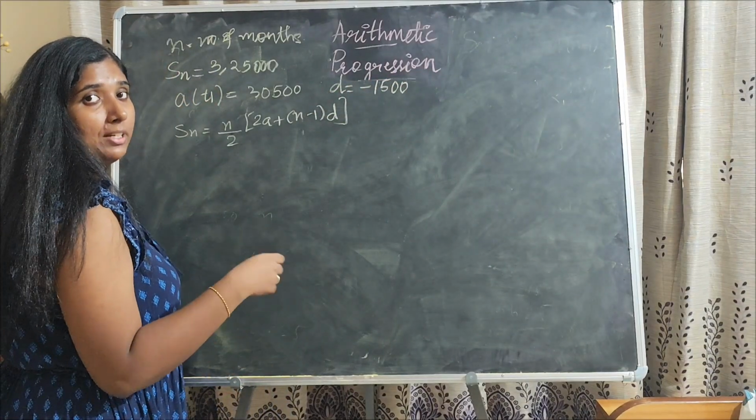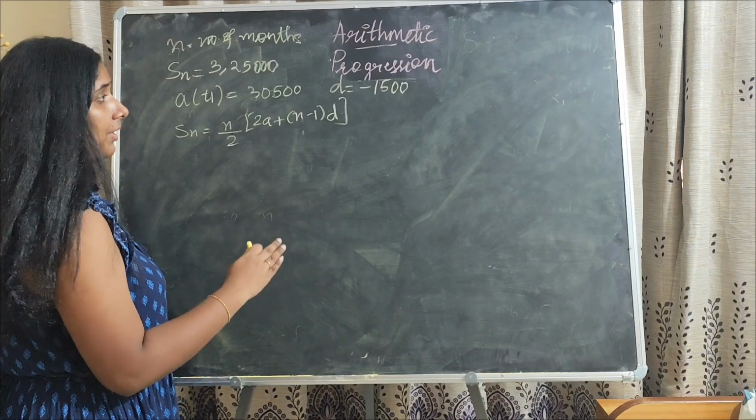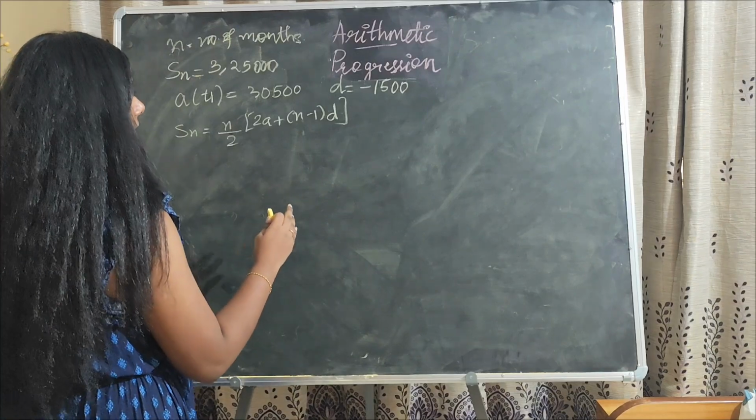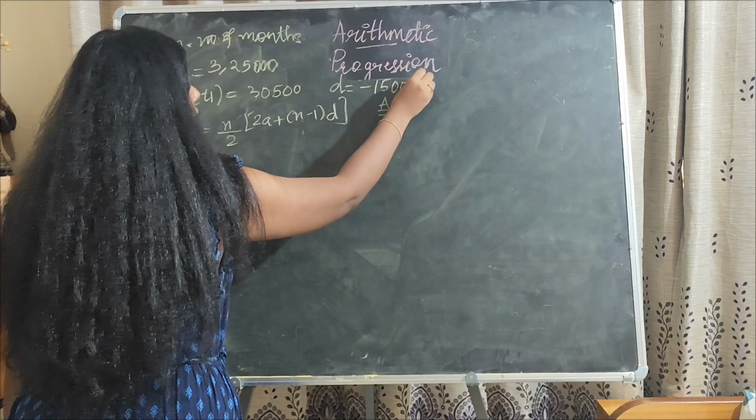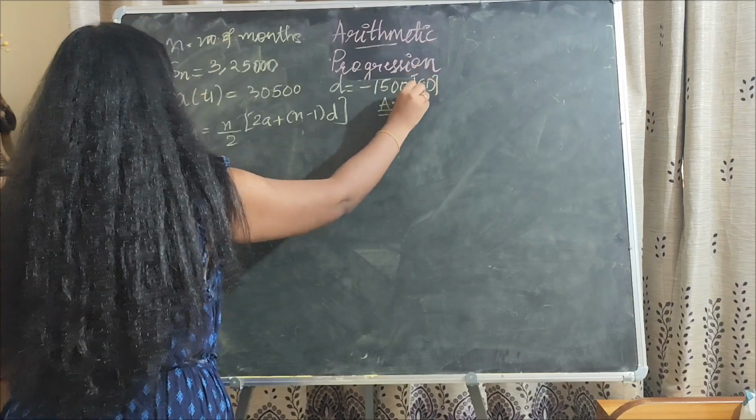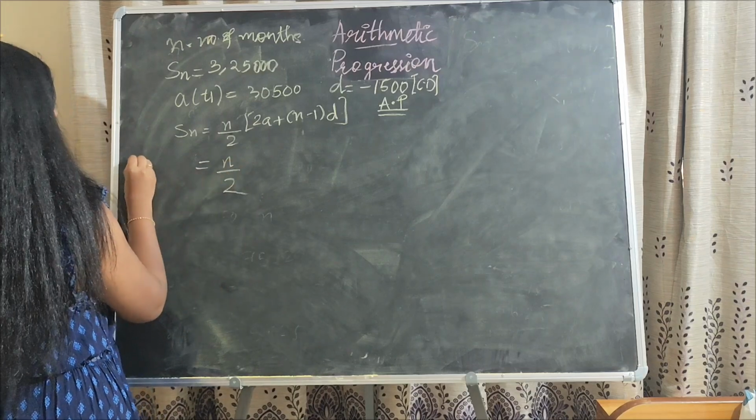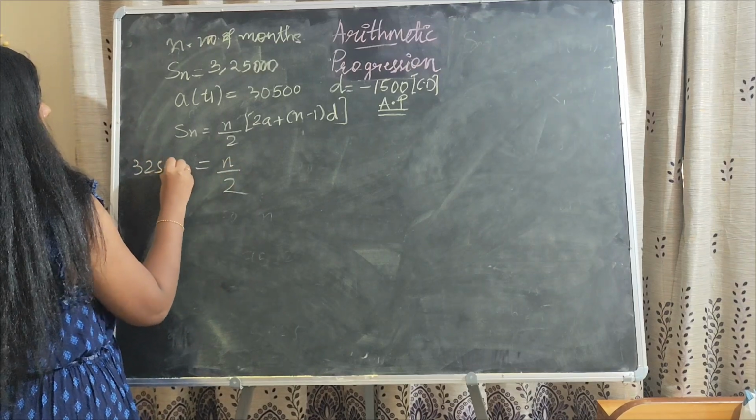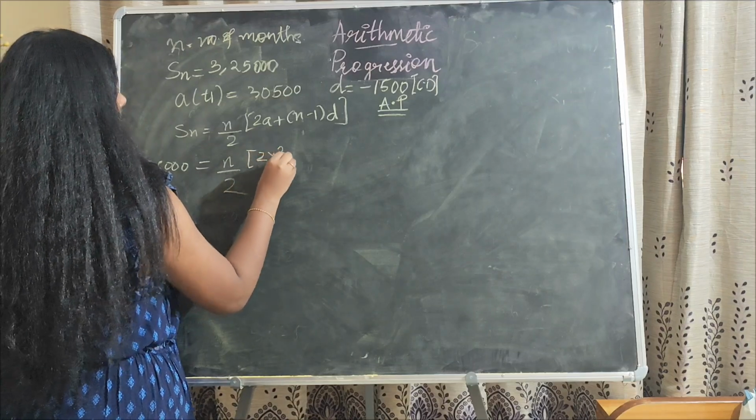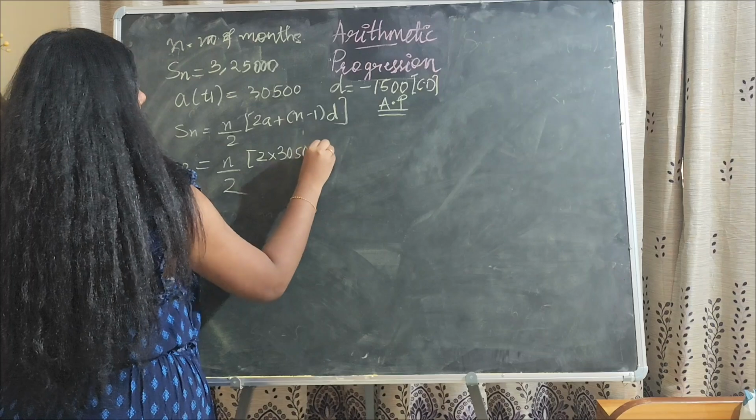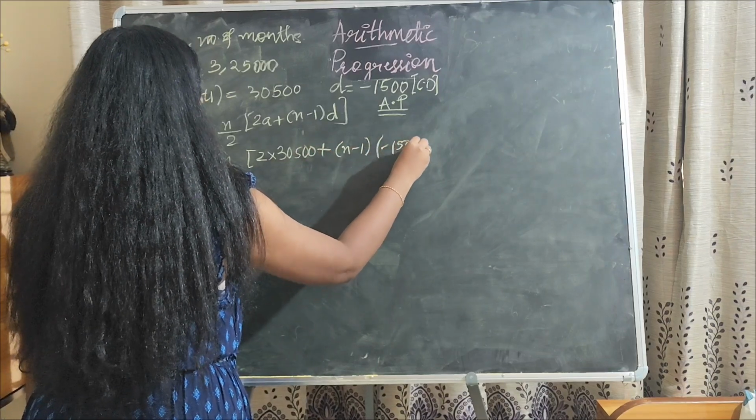As the value is going on decreasing, the difference between the next term minus the previous term will be minus 1,500. And this is an AP. We need to identify that it is an AP because it has a common difference. So n we need to find. This is 325,000 equals n by 2 into 2 into 30500 plus n minus 1 into minus 1500.